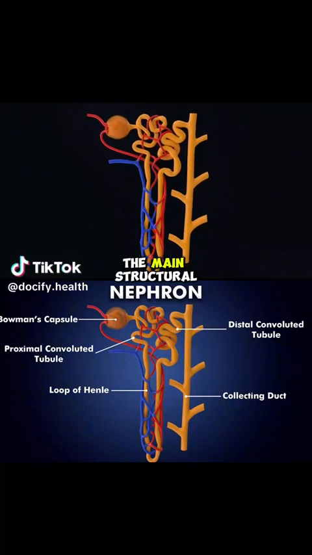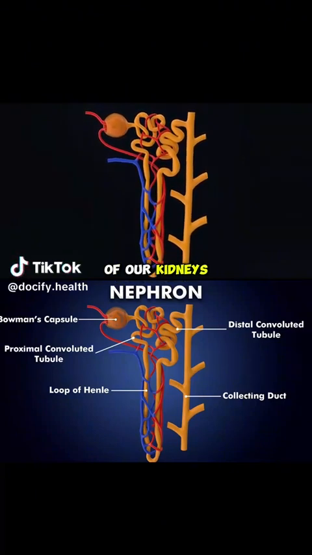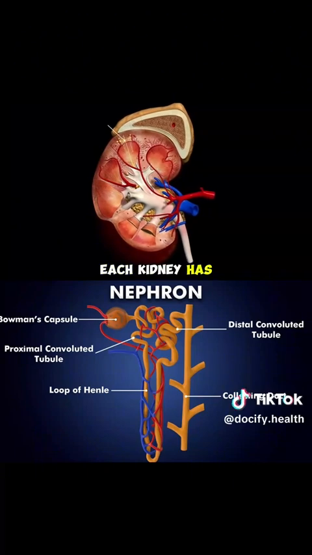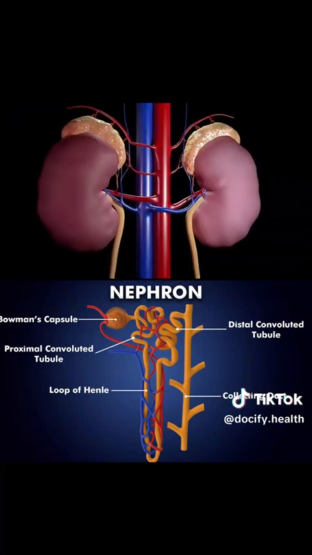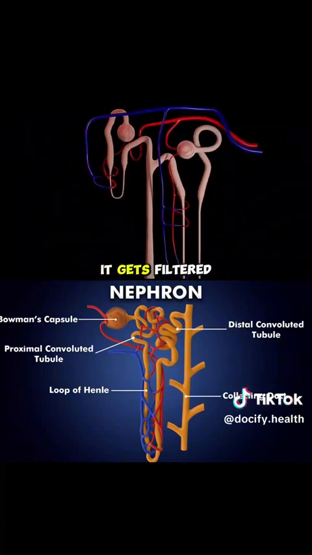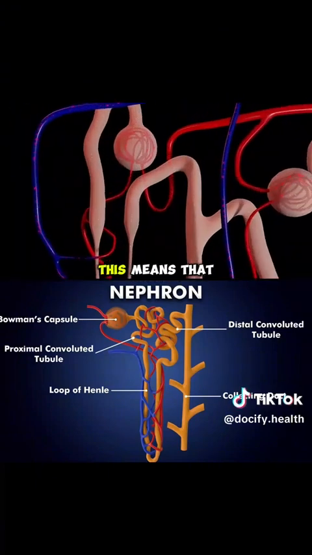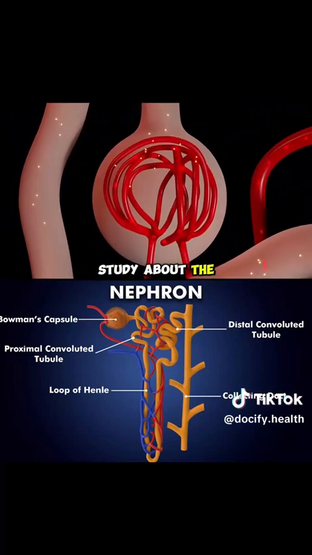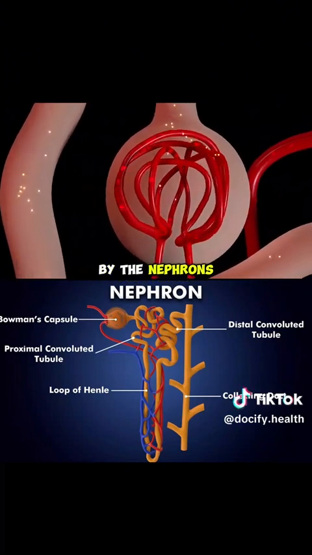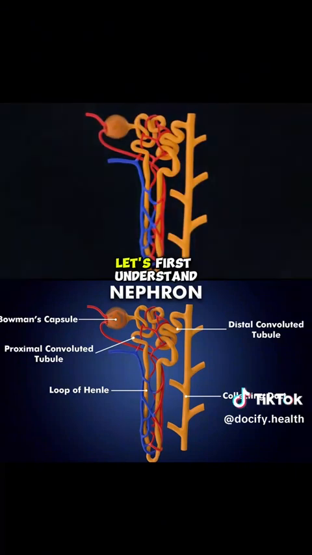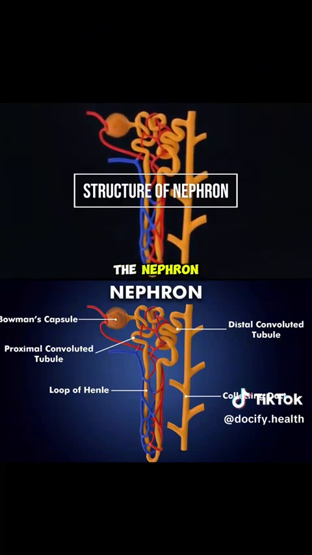The nephron is the main structural and functional unit of our kidneys. Each kidney has about 1 million nephrons. When blood enters the kidney, it gets filtered in these nephrons. This means that the functions we study about the kidney are actually performed by the nephrons inside the kidney. Let's first understand the structure of the nephron.